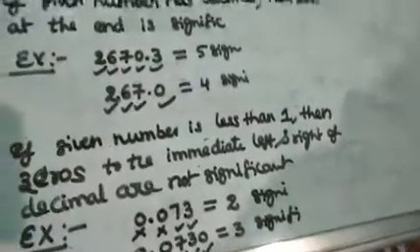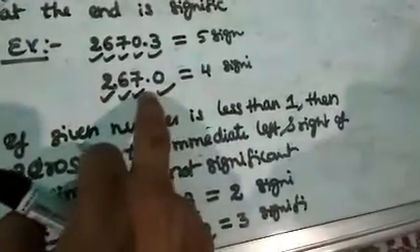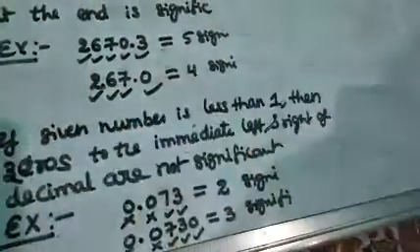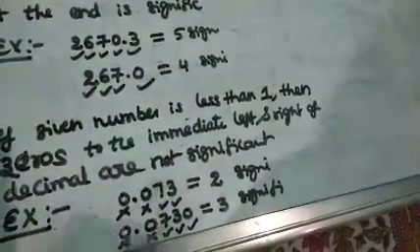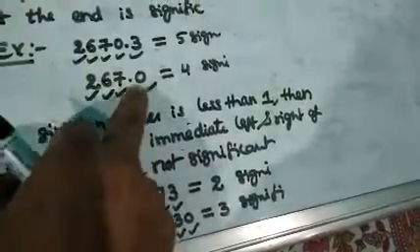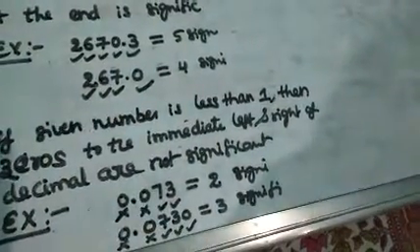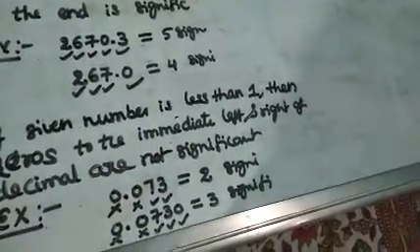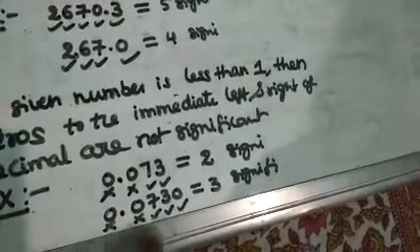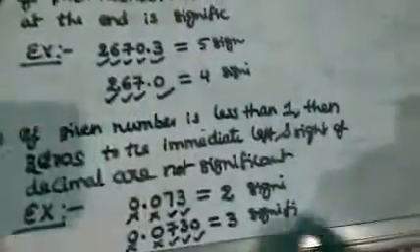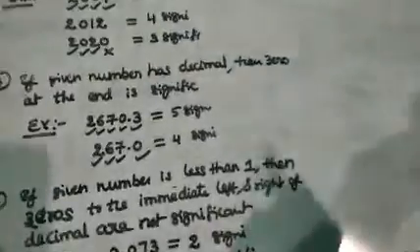One simple point I will tell you. If decimal is there, last 0 is countable. Whether it is more than 1, whether it is less than 1, leave it, no problem. But here decimal is there, immediate left and right zeros are not countable. I will give you so many examples if you want like this. So remember.